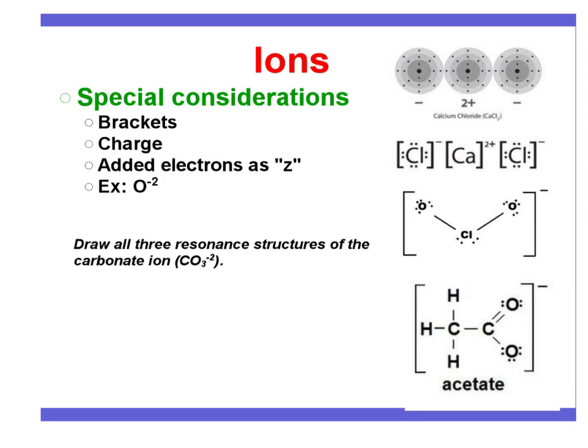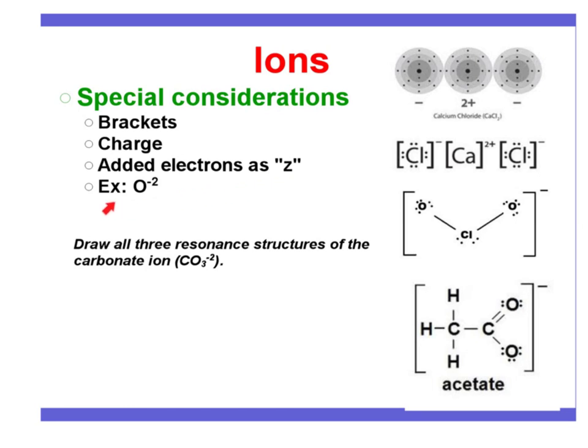What we're going to do that's kind of special on this one is, because like 99% of polyatomic ions are negative, we are going to show extra electrons as Z's. It could be any symbol, but I just picked Z's as added electrons.